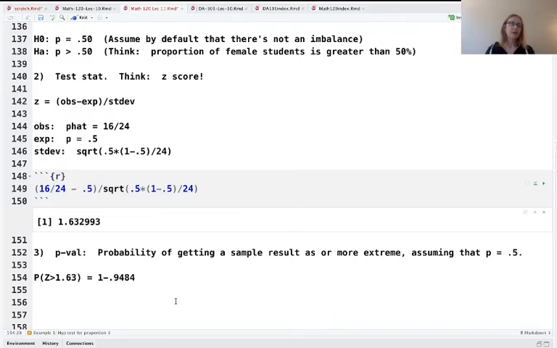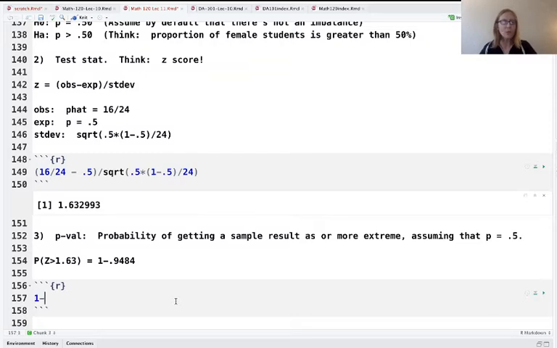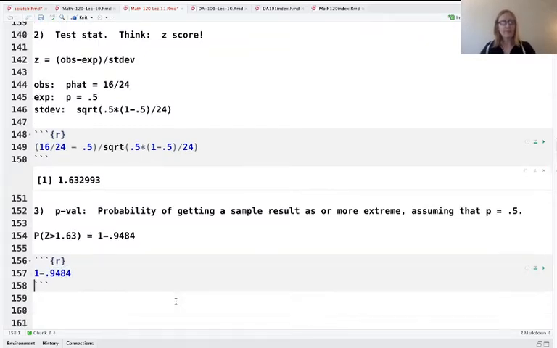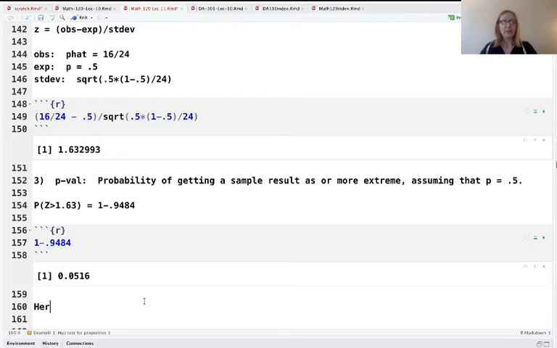And remember, this is a greater than problem, so you need to do 1 minus the value that's on the table. Looking up 1.63, that's 0.9484, but we need to do 1 minus 0.9484. We found a p-value. Here, p is equal to 0.0516. The probability of getting a sample result that's as or more extreme than the one we got, assuming that the null hypothesis is true, p equals 0.5, is about a 5.16% chance.